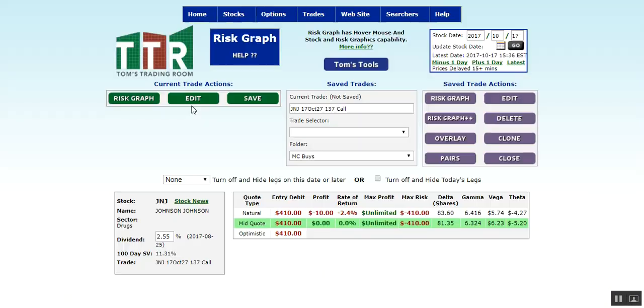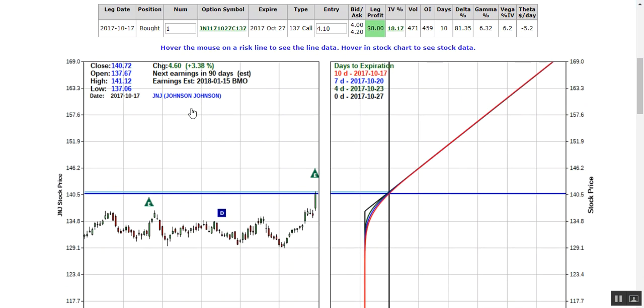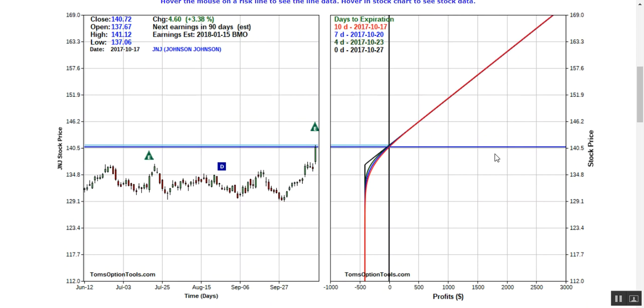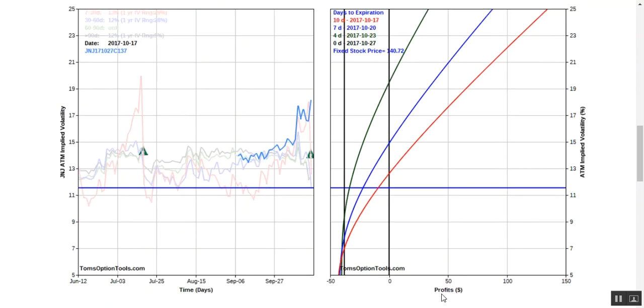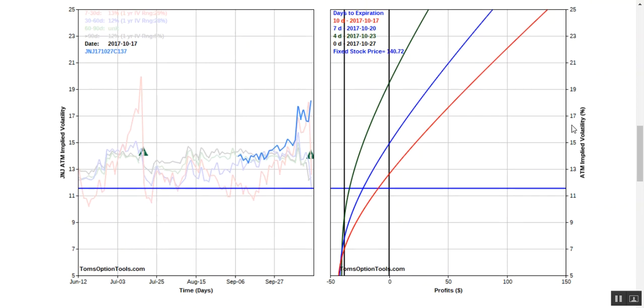Here you have the chart graph on the top left, and the P&L, the profit and loss, on the top right graph. The two bottom graphs are the implied volatility. The left one is the at the money implied volatility by way of price of volatility. And then you have a percentage on the right hand side. So the red, blue, green, and black lines correspond to the profit and loss for that option based off the percentage move in implied volatility.